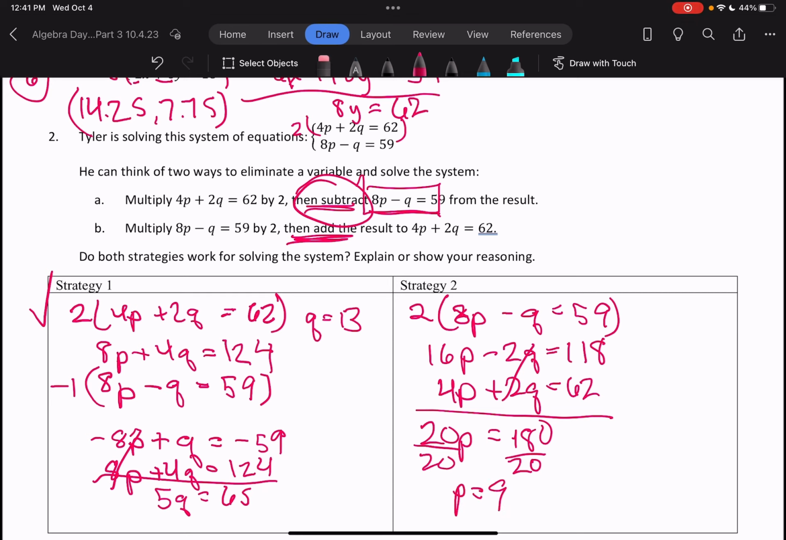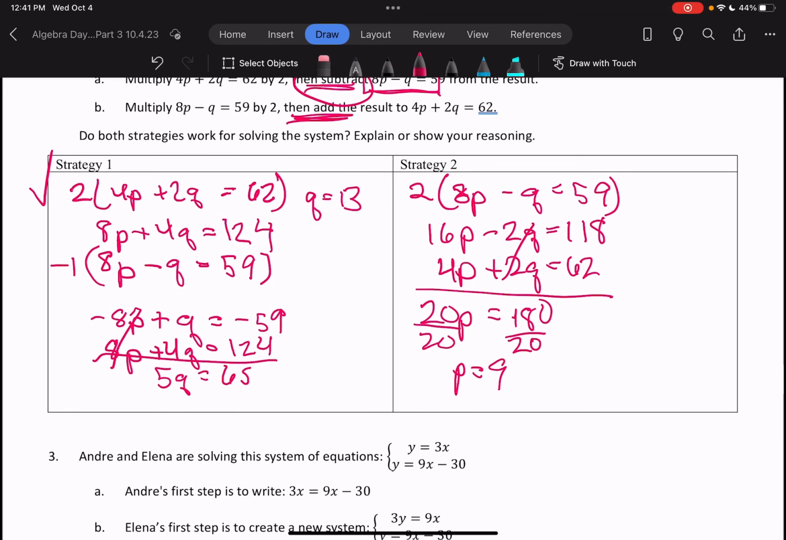All right. And so both of these would work. Both strategies work. Because in the first one, we cancel out the p's by subtracting, and in the second one, we cancel out the q's because they already have opposite signs.